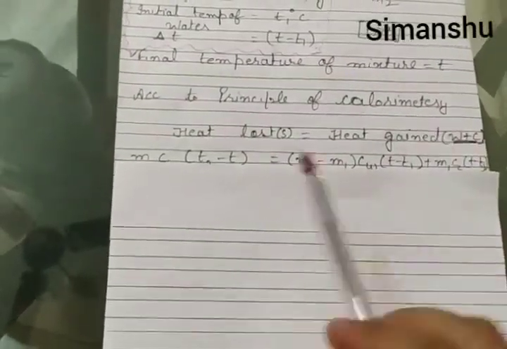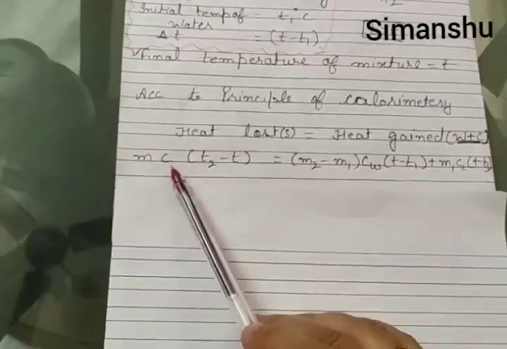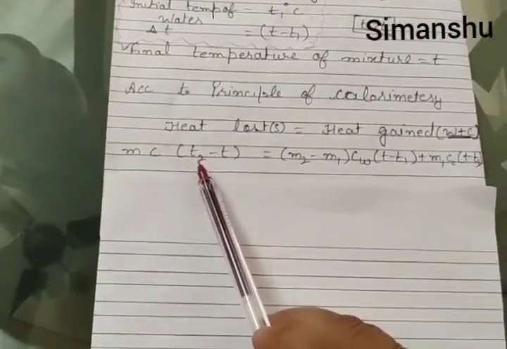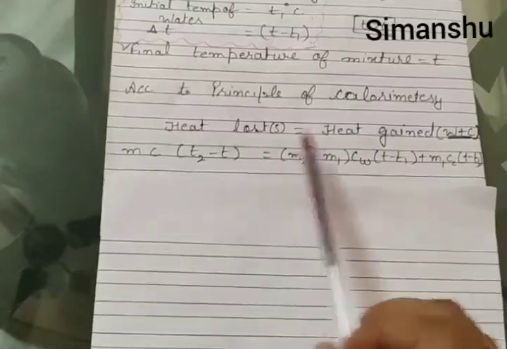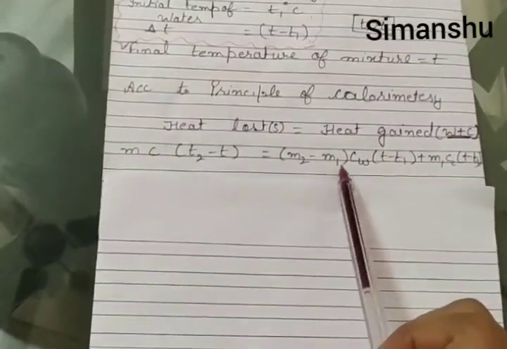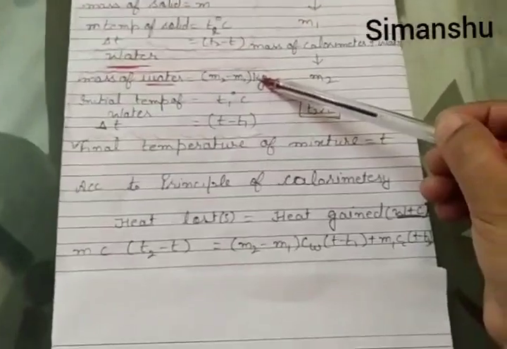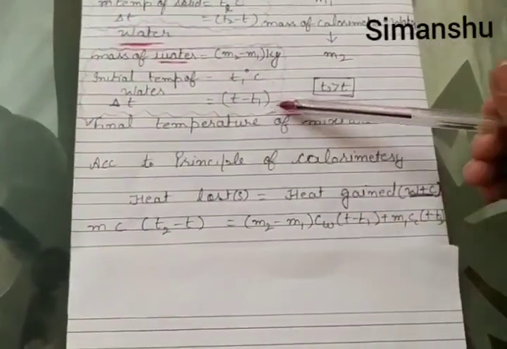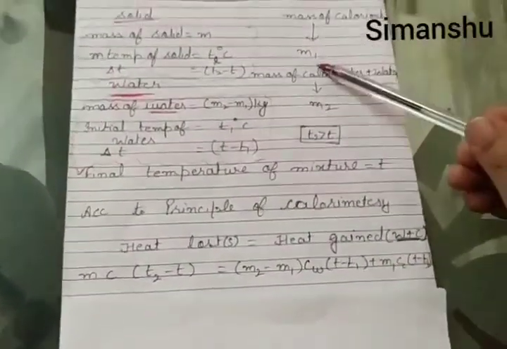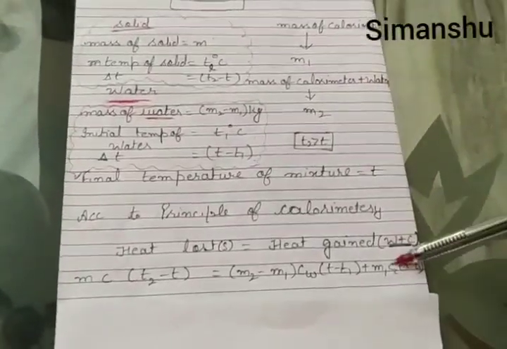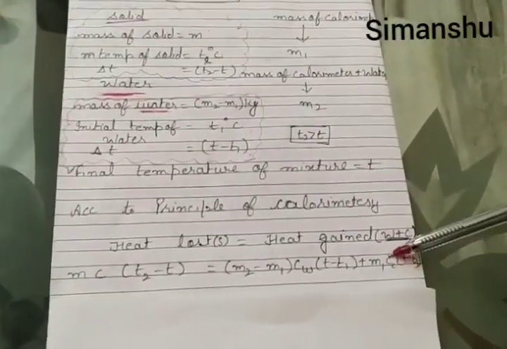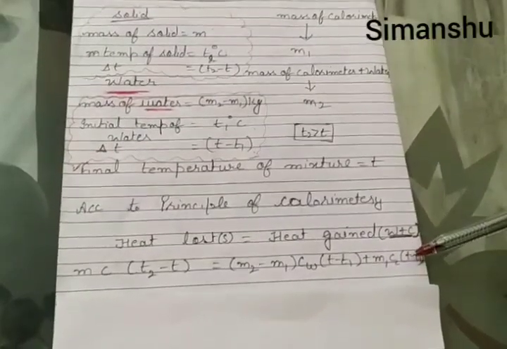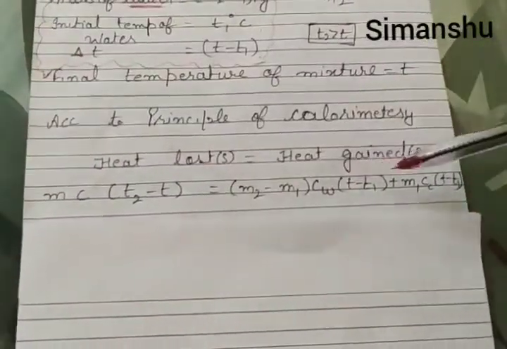So heat loss by solid: mass is M, specific heat capacity we had written C, and temperature change is T2 minus T1. Heat gained by water: M2 minus M1, as we had calculated the mass here, and specific heat capacity of water into change in temperature, already calculated here. Then plus M1, the mass of calorimeter, C, the specific heat capacity of calorimeter, then the change in temperature of calorimeter. Keep these things in equality.